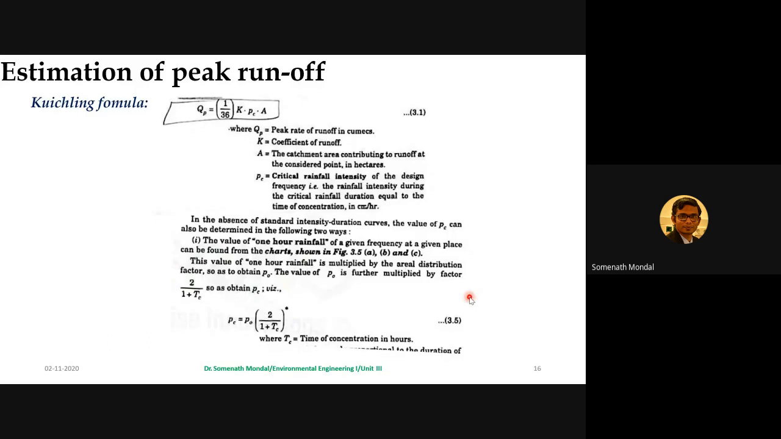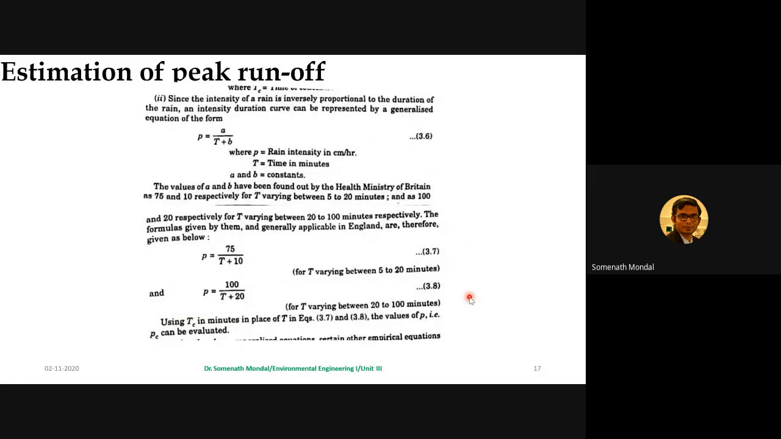Now let us go to the second part. Since the intensity of the rainfall is inversely proportional to the duration of the rain, the intensity duration curve can be represented by a generalized equation. So now we are trying to see the entire behavior in generalized form. That is P equals A by T plus B, where P is the rainfall intensity, T is the time in minutes, and A and B are constants.